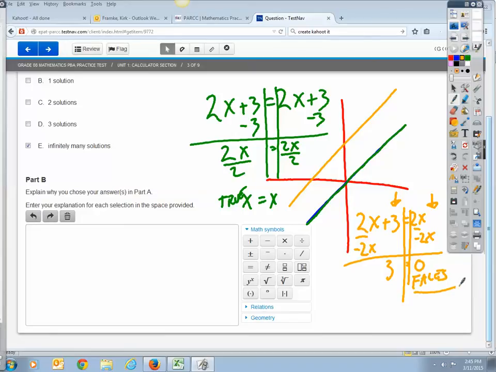If you get a false statement, then you know that the lines are parallel and they will not touch. Obviously, you see why I'm not a spelling teacher. Sorry for the long-winded explanation on that one, but I figured it would make sense.